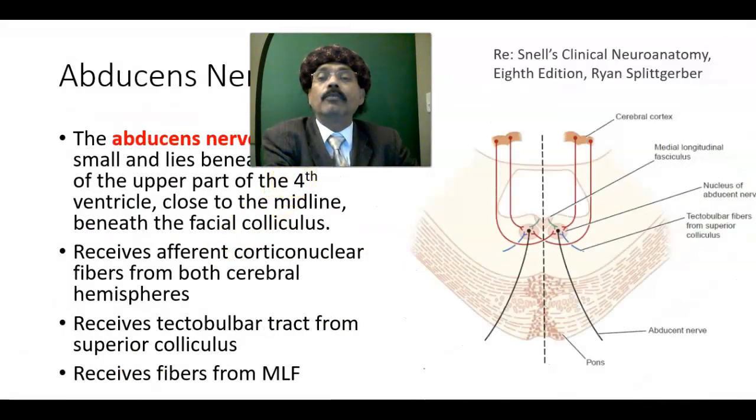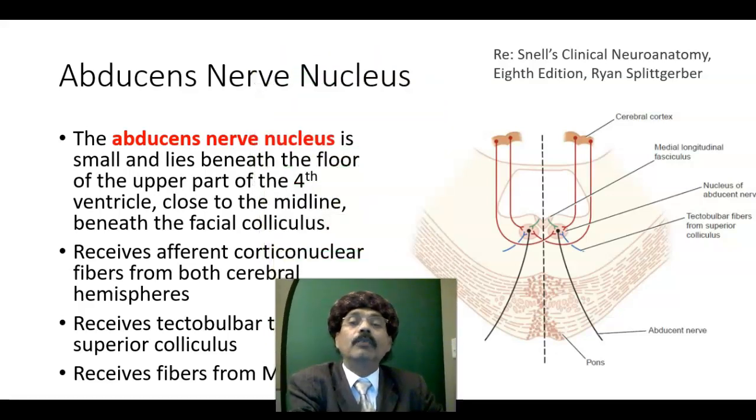Okay, so if we go to the abducens nerve nucleus, the nucleus is small because it innervates only one muscle, the lateral rectus muscle, and that lies beneath the floor of the upper part of the fourth ventricle. We know that the fourth ventricle is a space lined by ependyma between the cerebellum and the brainstem. It is a small nucleus, lying close to the midline. The upper part of the fourth ventricle is formed by the pons, and it is close to the midline beneath the facial colliculus.